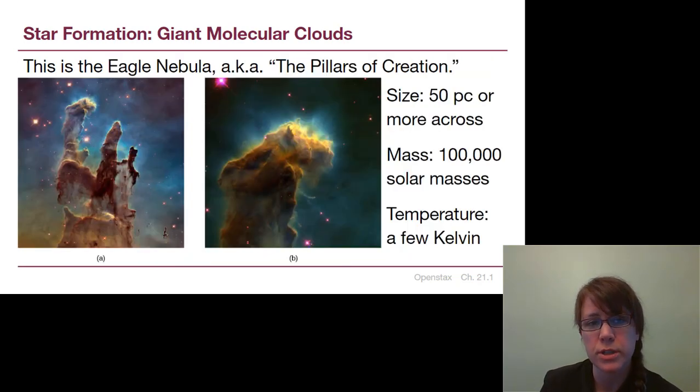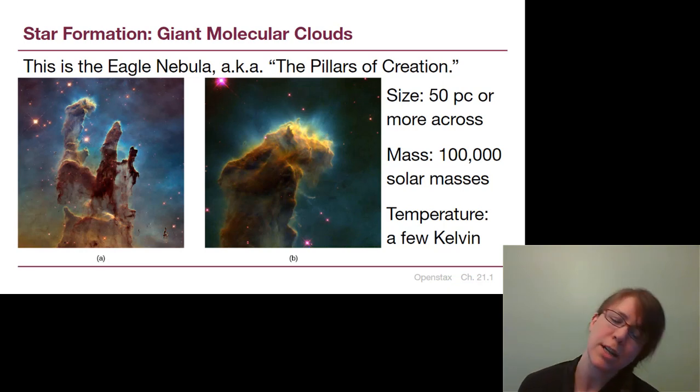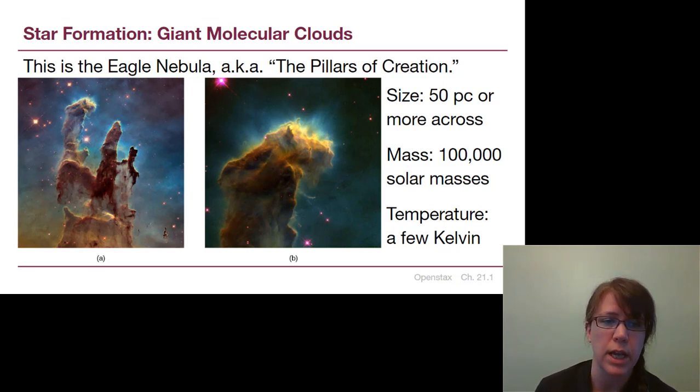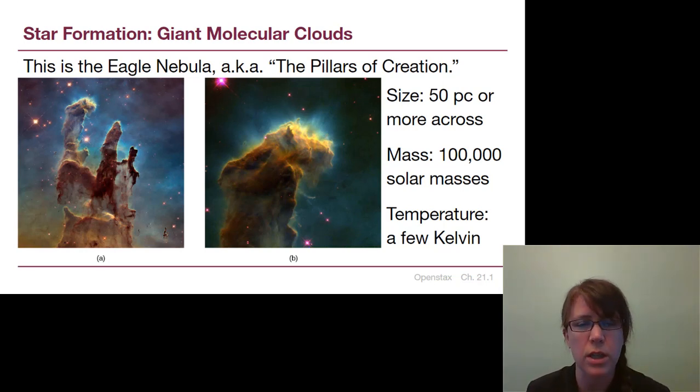If we look at a larger example, so not Orion's nebula or that particular giant molecular cloud, but instead a different one, this is the Eagle Nebula. And if you tilt your head, it looks a little bit like an eagle carrying a fish or something in its talons. It's also called the Pillars of Creation because this is where stars can form. Now this object here on the left in part A is the overall Eagle Nebula. And in part B, we've zoomed in on the leftmost largest pillar.